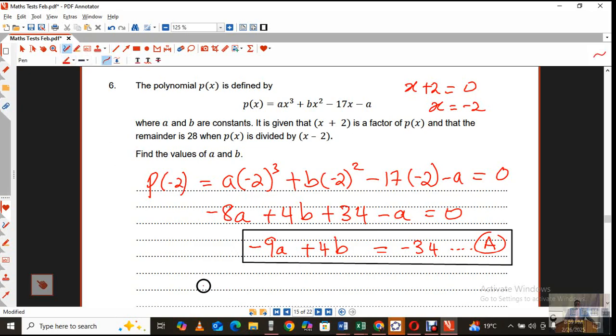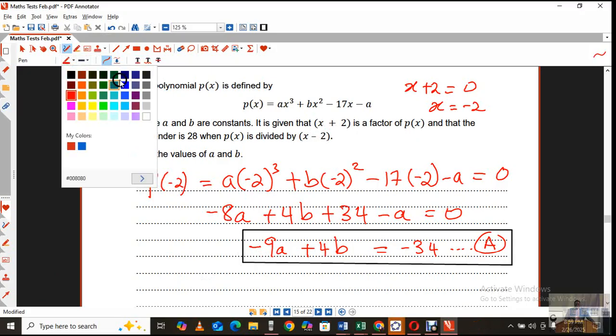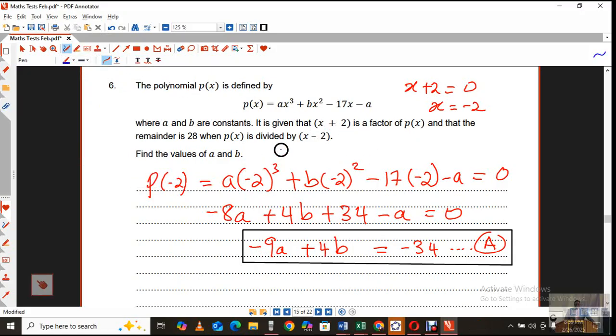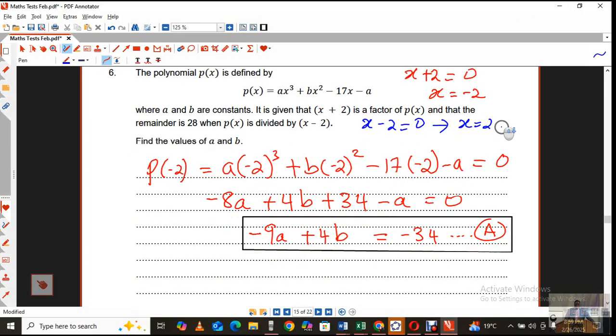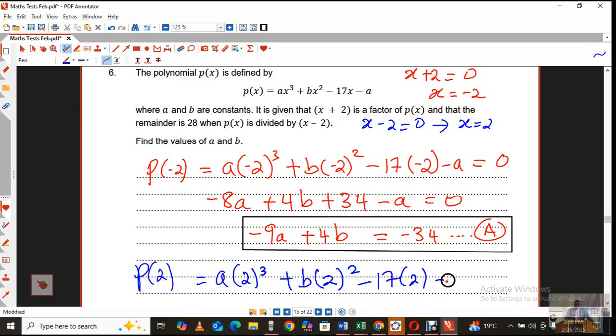Good, let's go back. What is the next thing? The next thing says that if it is divided by x minus 2, so it's x minus 2 again equals 0, this implies that x is equal to 2. So everywhere we have an x, we're going to put a 2. So p of 2 should give you an outcome of 28. Everywhere we have an x, we put a positive 2 now. Minus 17 times 2 minus a. This is important. It should equal 28 because there's a remainder.